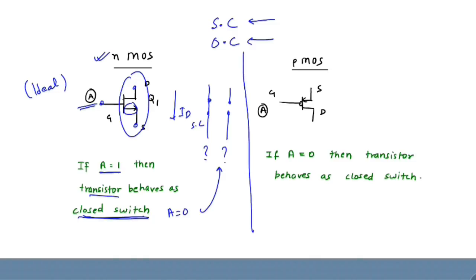But what about PMOS? We have the same thing, but a bubble is present. This clearly means we are talking about the PMOS. So here the logic is opposite. If my A is 0, then my transistor will behave as the closed switch. This means this would change to closed switch. But what if my A is 1? Then it is the open switch. So this was the ideal condition and ideal working of NMOS and PMOS.